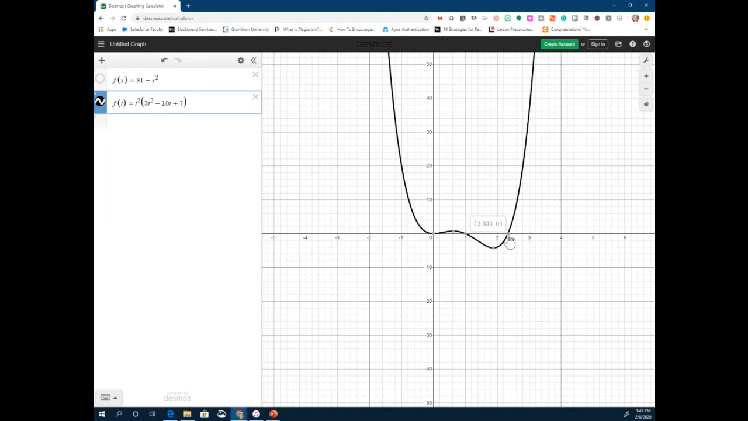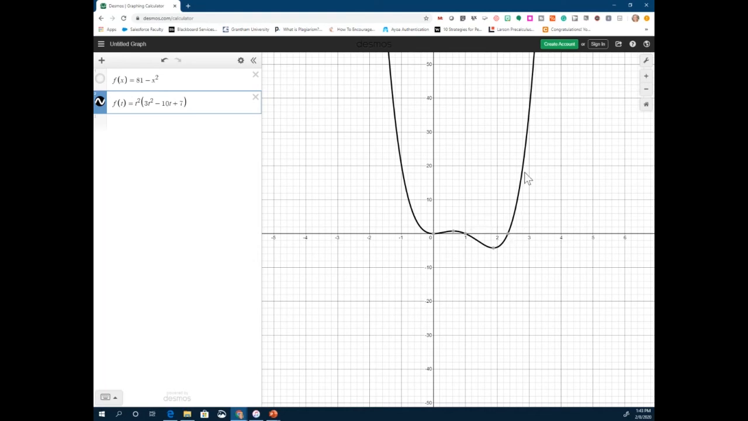Now because 0 showed up twice, I said that it bounces. And you can see that when it goes to 0, it bounced back up. It didn't cross that one. But 1 and 7/3 were odd multiplicity, so it did go through those and cross the x-axis.